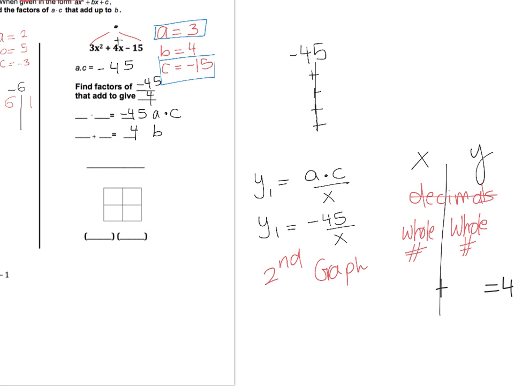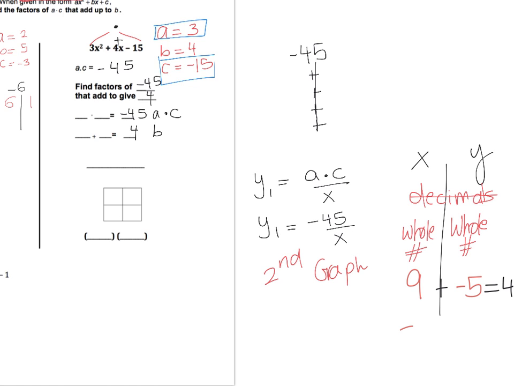Now remember, you don't have to worry anymore about whether they multiply to give you negative 45, because once you put y1 equals negative 45 over x and you go to the table, everything listed on x and y will be something that would multiply to give you negative 45. Now your job is to find those two numbers that would add to give you your b. Look through the table, and you will see that those two numbers are 9 and negative 5. 9 plus negative 5 is 4.